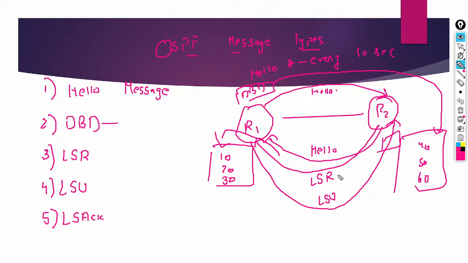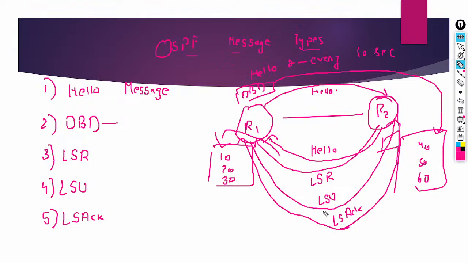So now R1 is doing what? R1 is sending the update packet to R2 so that R2 can have the information in its routing table. After receiving the update packet, R1 still has not confirmed whether the update packet has been received by R2 or not. So R2 will do what? R2 will send an acknowledgement to R1 that yes, I have received the update that you have sent to me. So this is the function of messages in OSPF.